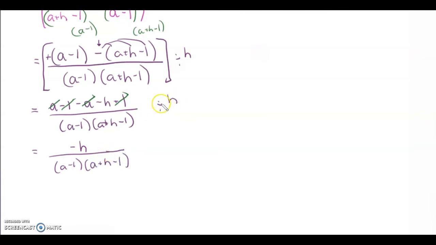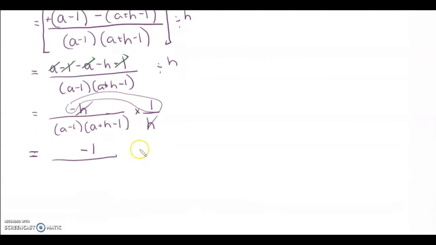Now, instead of writing divided by h, we know that we cannot divide two fractions. So instead of writing divided by h, we're going to go ahead and multiply by 1 over h. So I'm going to cancel out those two h's, and we're left with negative 1, right? But negative 1 times 1 is just negative 1. So we're already done multiplying. And then having the same denominator, (a minus 1)(a plus h minus 1). At this point, we can no longer simplify. We're done simplifying.